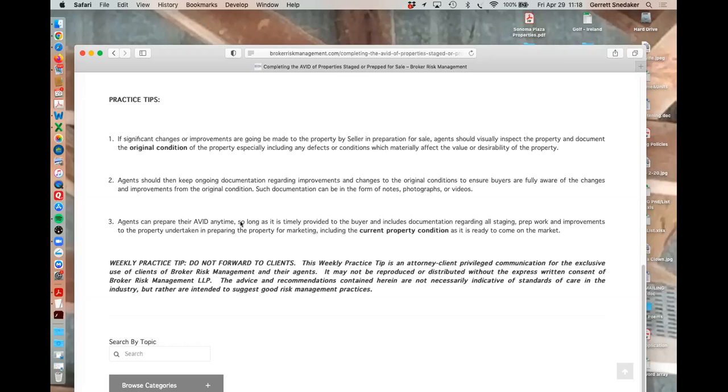And then prepare when the property is about to go on the market. You can prepare your AVID, but you should provide those notes and photos and videos about the work that was done, as well as evaluating the property in its current condition. So you may have noted stains on the wall in the original condition, but there's none in the second one, but you're going to attach those notes that you made about the first original condition.